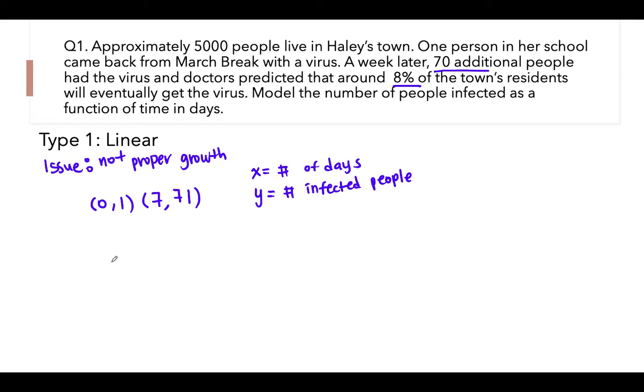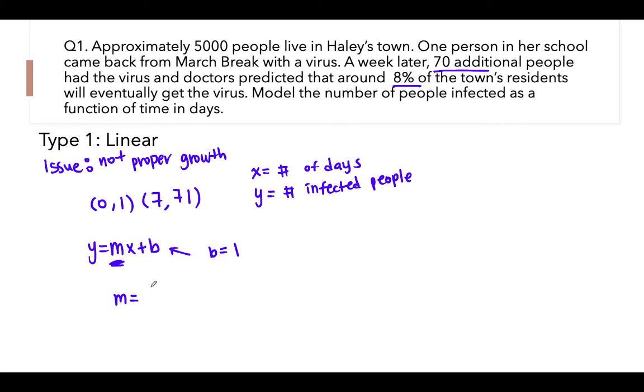Then the general equation is going to be y equals mx plus b. Now we understand that b is going to be my initial value, which is going to be 1. One person was infected on day 0, and then 7 days later, 71 people got it. So we need to figure out what the slope is going to be.